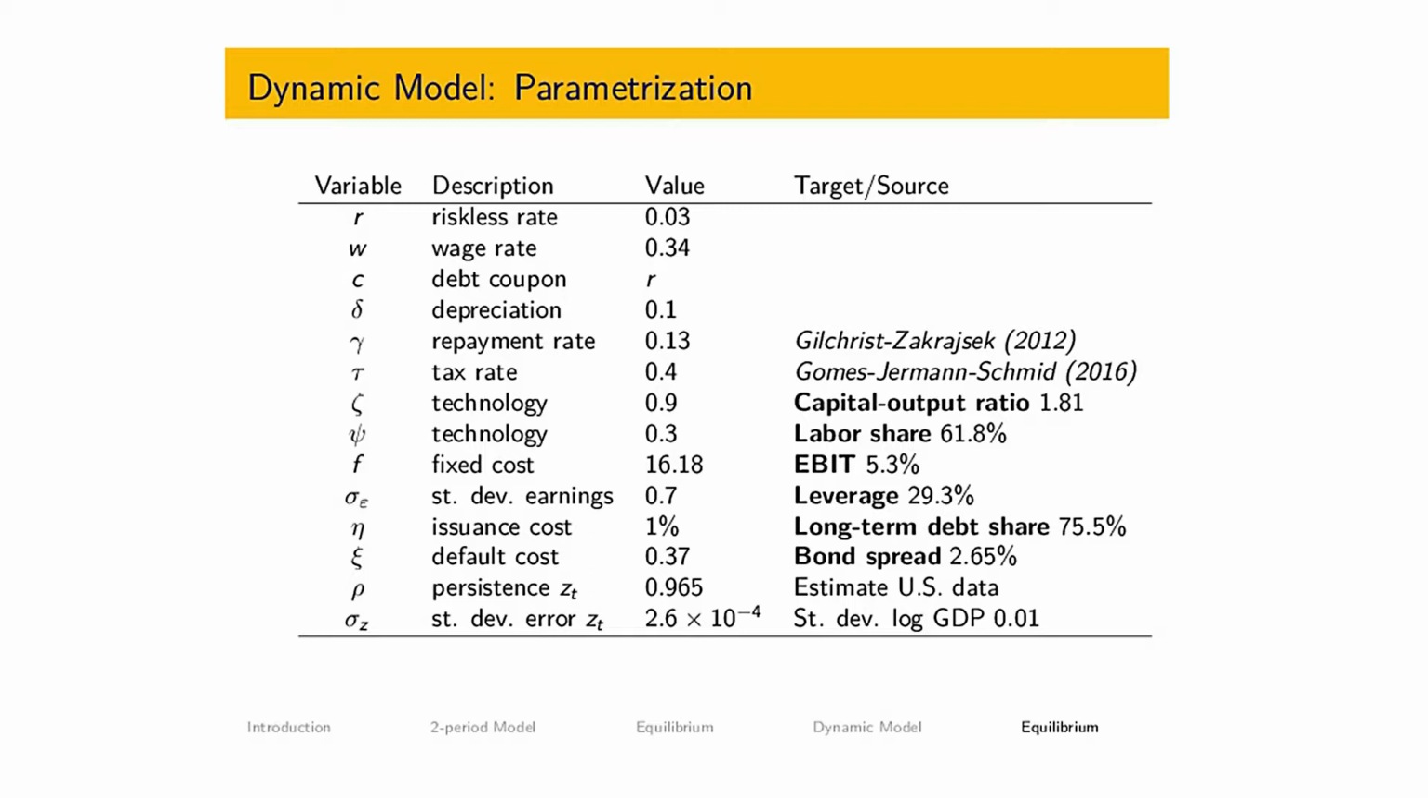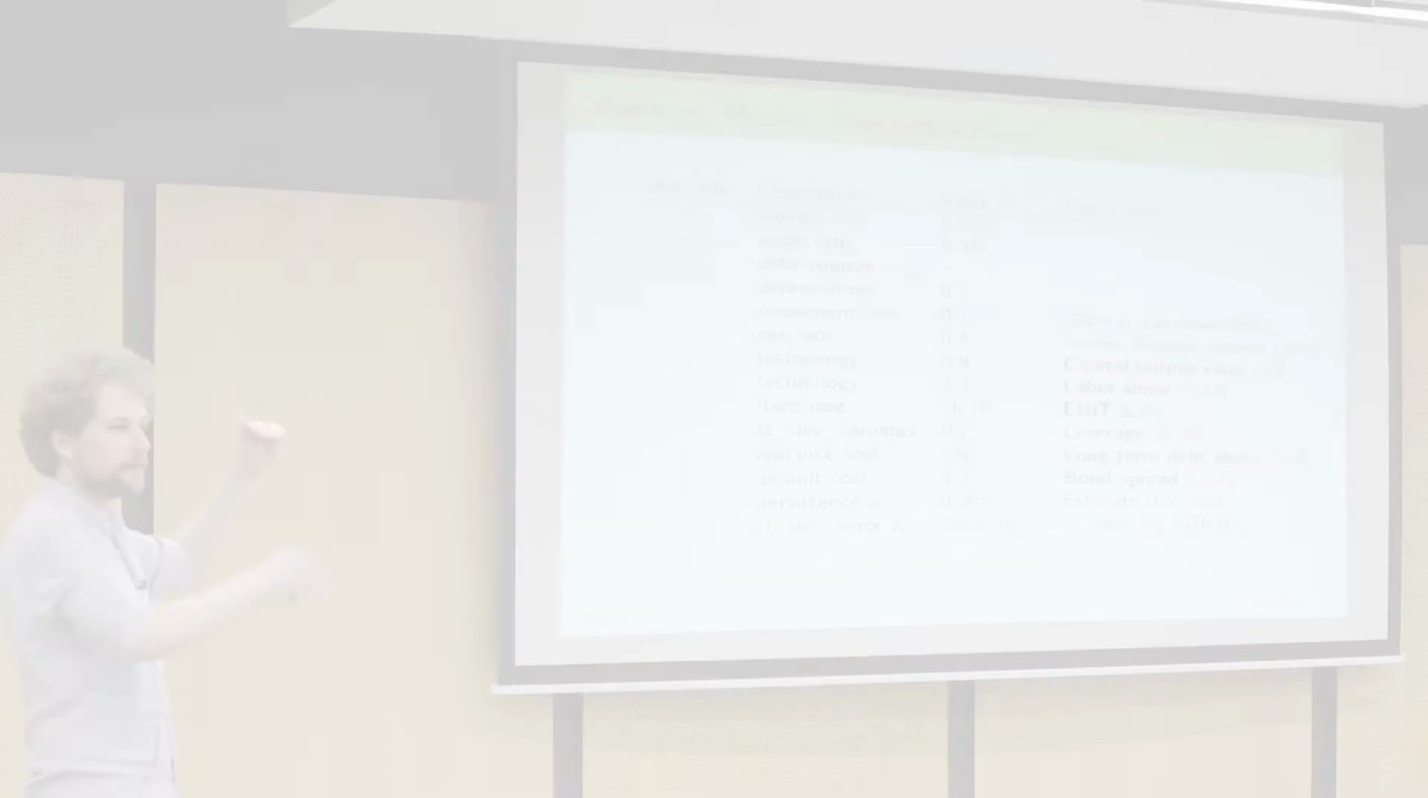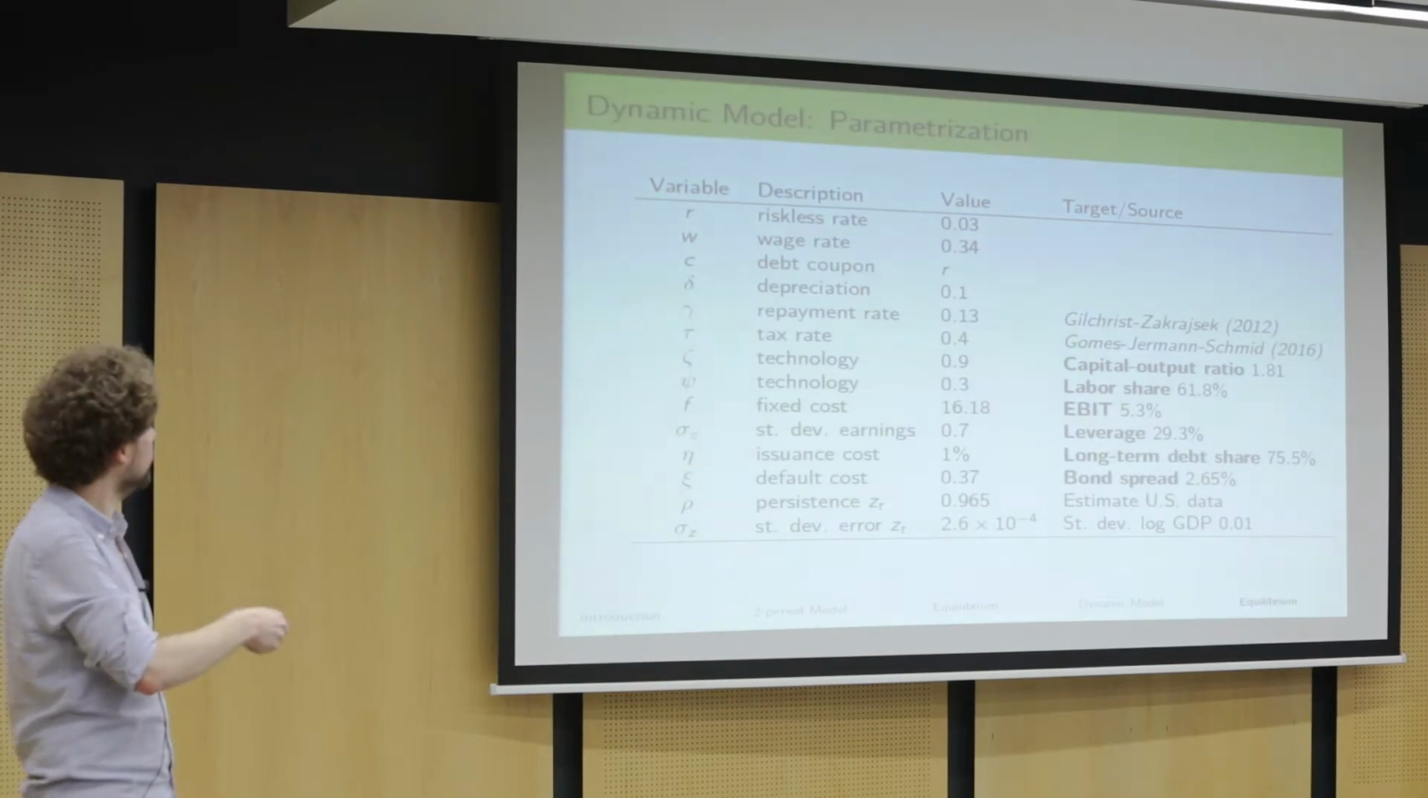So how fast does long-term debt repayment decay? The literature calculates the average duration of these bonds. This is what we use to discipline how fast this long-term debt gets paid back.